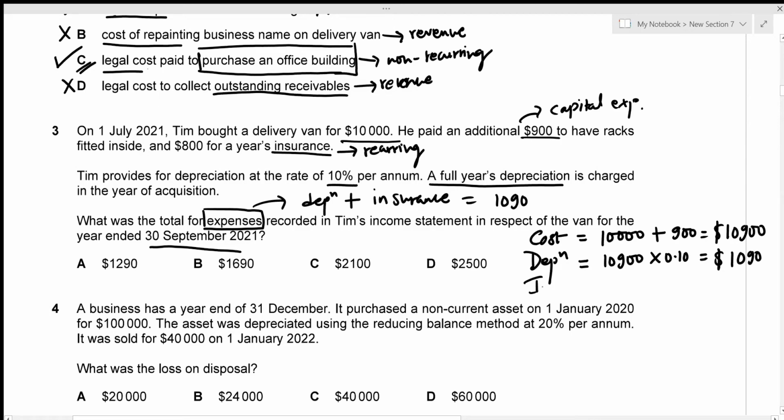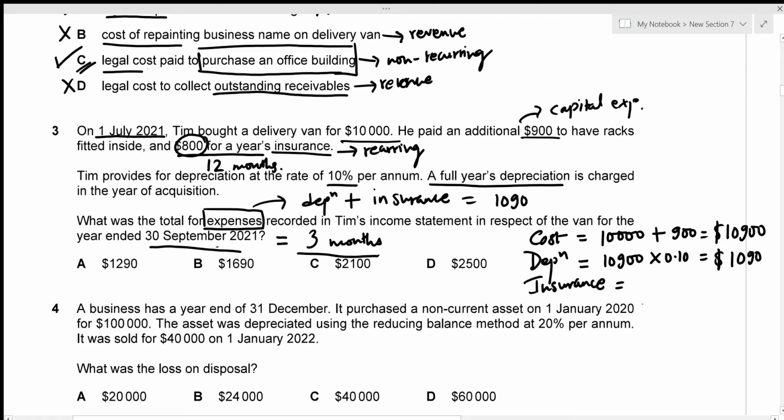Next, we're going to calculate the insurance expense. All right, so the insurance is paid on 1st July 2021, and we're only recording the expenses till 30 September 2021. So the months between 1st July 2021 and 30 September 2021 are 3 months. So we only have to include the insurance expense for the 3 months. But this 800 is for a year's insurance, which means that the 800 is paid for 12 months. Now we just need to calculate what would be the insurance expense for 3 months.